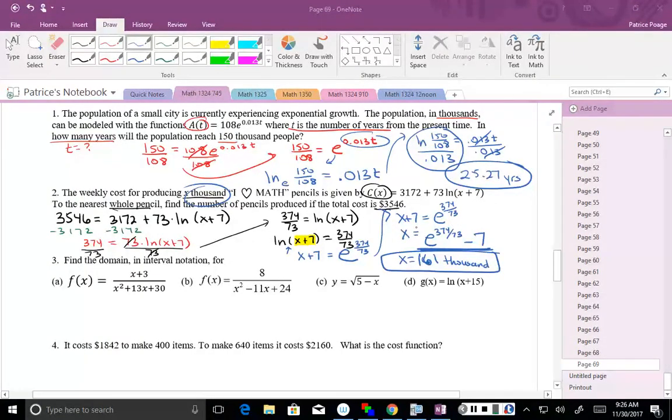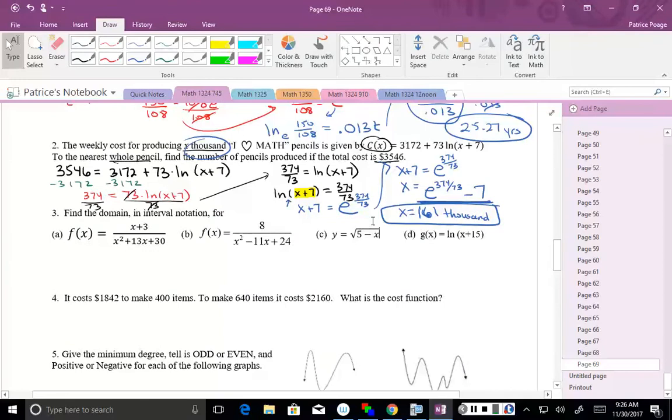So number 3 says find the domain. So when you're looking for the domain, there's 3 big things where the domain does not exist. You cannot have 0 in the denominator. We don't care about the numerator. But you can't have 0 in the denominator. You can't have a negative underneath an even-rooted radical. And you can't take the log of anything but positive stuff.